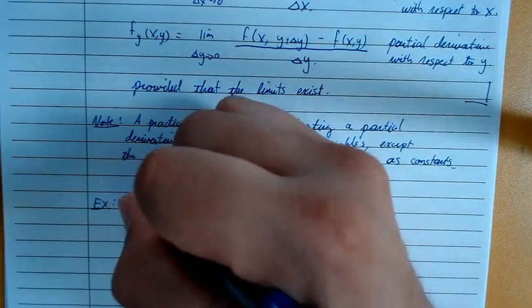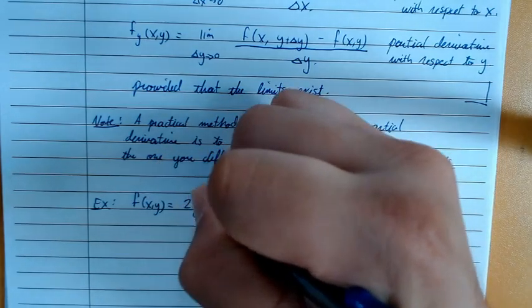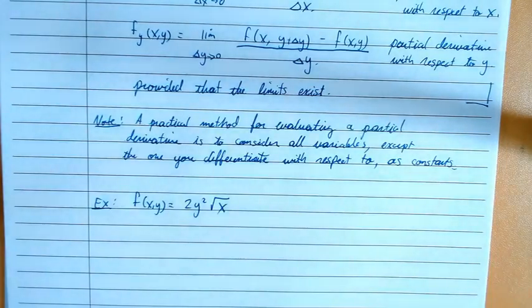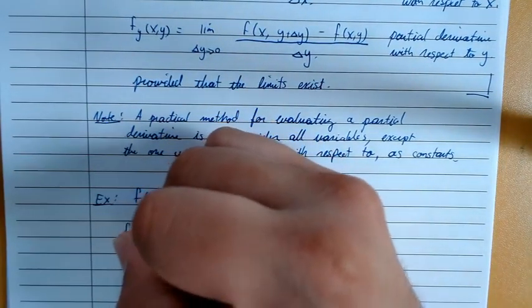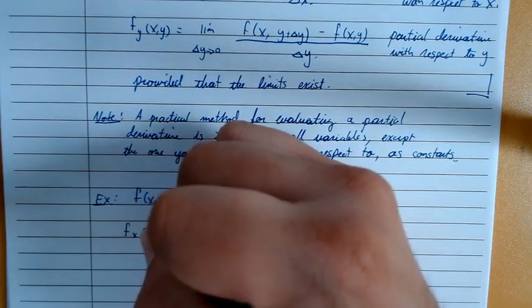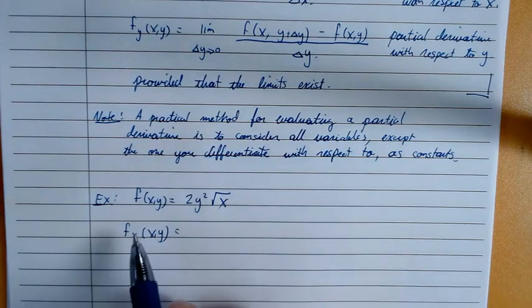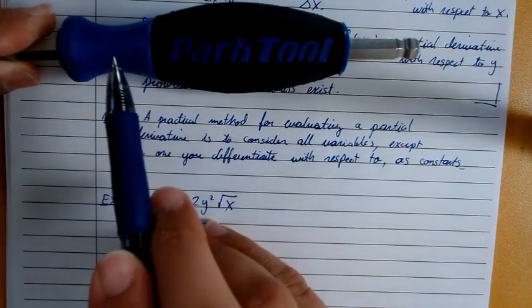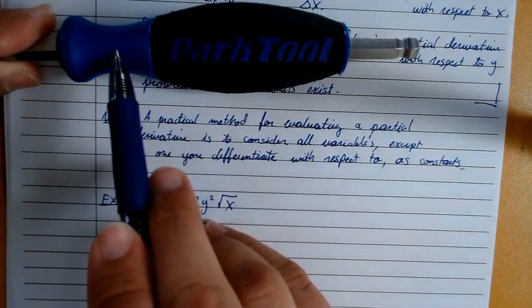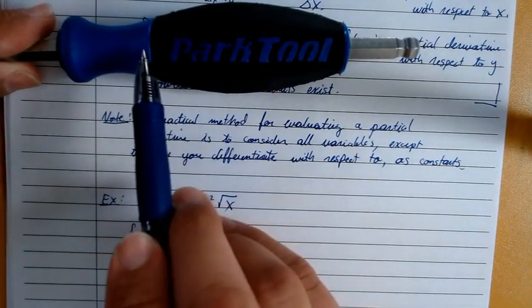consider the function f of x comma y is equal to 2y squared root x. Let's go and compute our partial derivatives. What is f sub x at x comma y? You're differentiating with respect to the x-axis. So back to our visual. That means that your little bug is going to walk parallel to the x-axis.